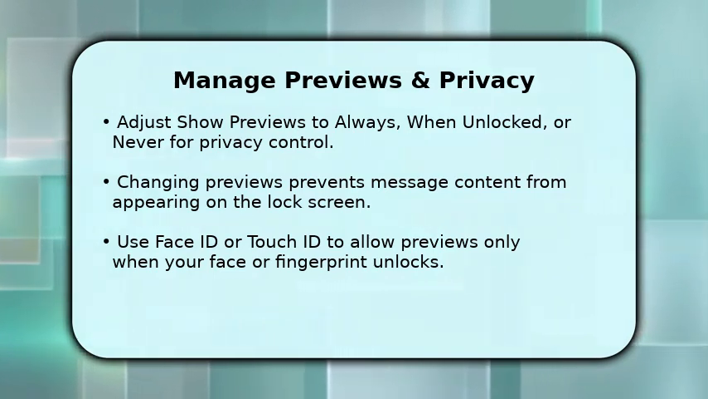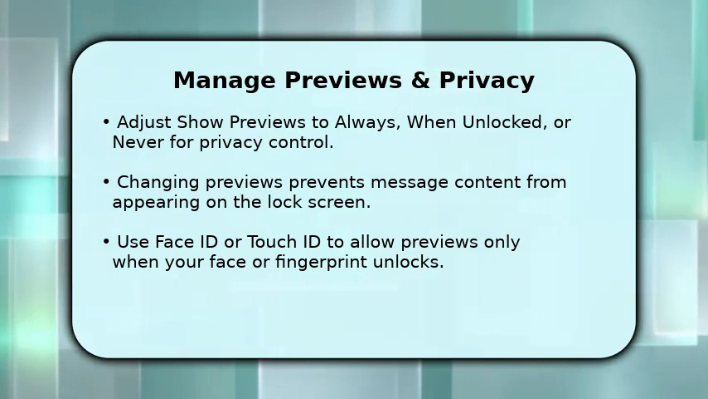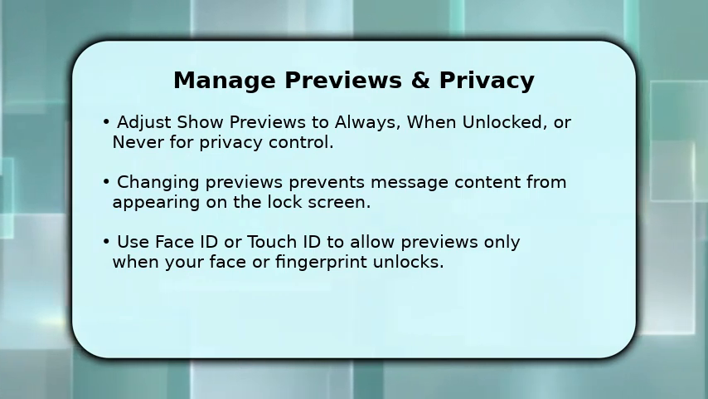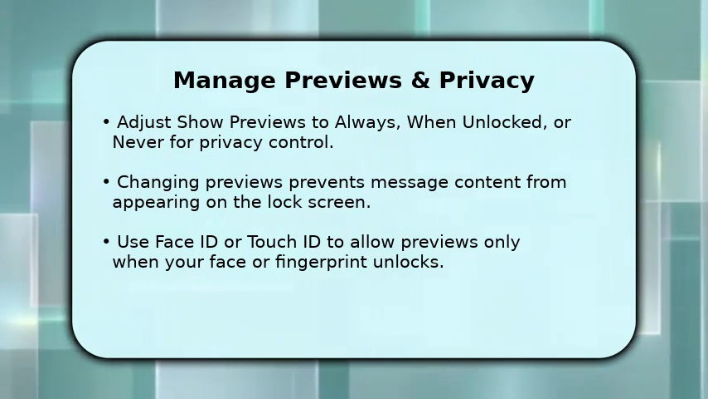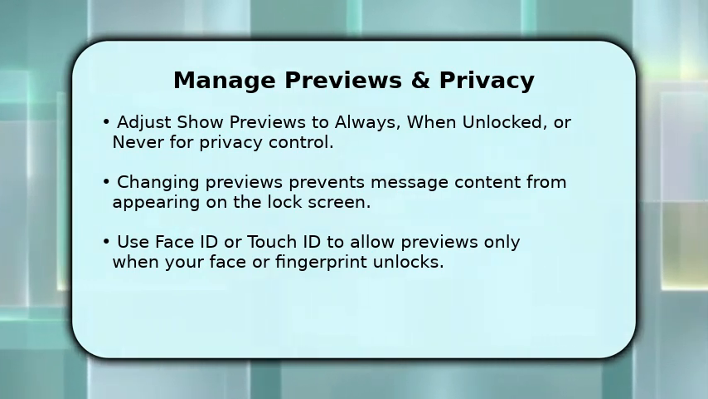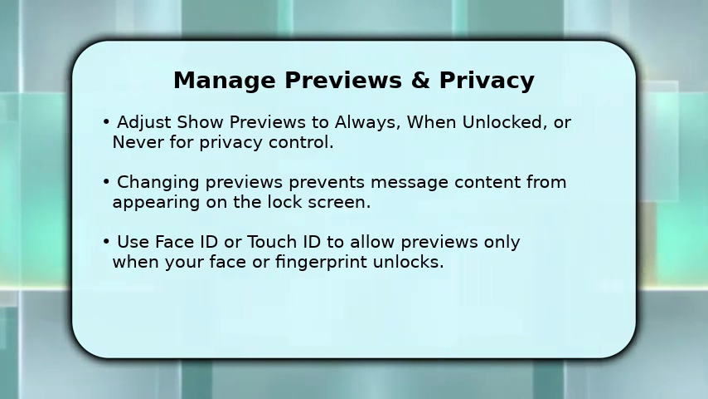Navigate to Settings, tap Notifications, then show previews and choose when unlocked or never to protect content. I demonstrate how this affects messages, mail, and third-party apps, and how to allow previews for select trusted apps only. This keeps sensitive information off the lock screen while preserving useful alerts you still want to see quickly.